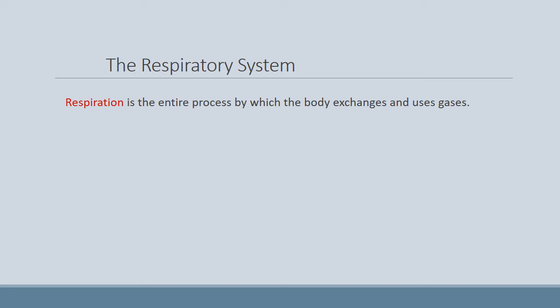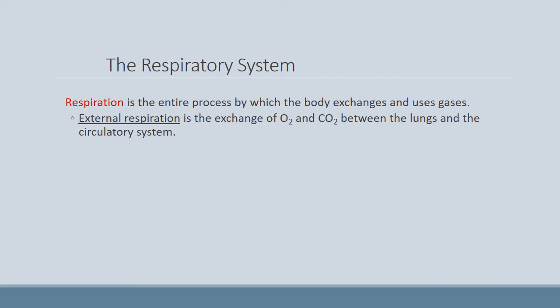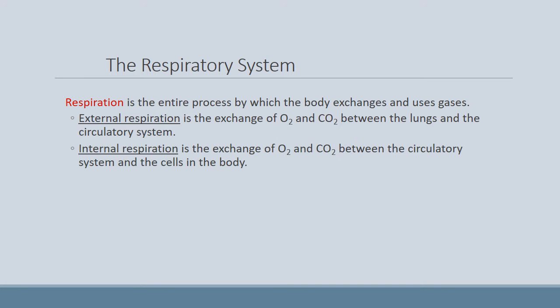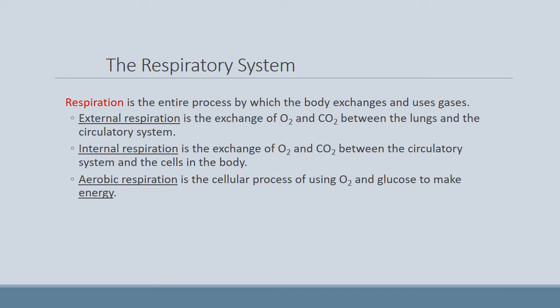By definition, respiration is the process by which the body exchanges and uses gases. There are three different types of respiration. There's external respiration, which is the exchange of gases between the lungs and the circulatory system. So basically from the air outside with your blood. Internal respiration is the exchange of the gases between your blood and your body cells. And aerobic respiration is what your body cells do with these gases in order to make energy.